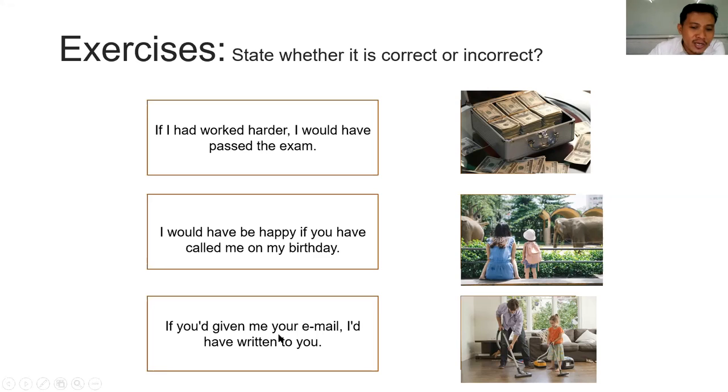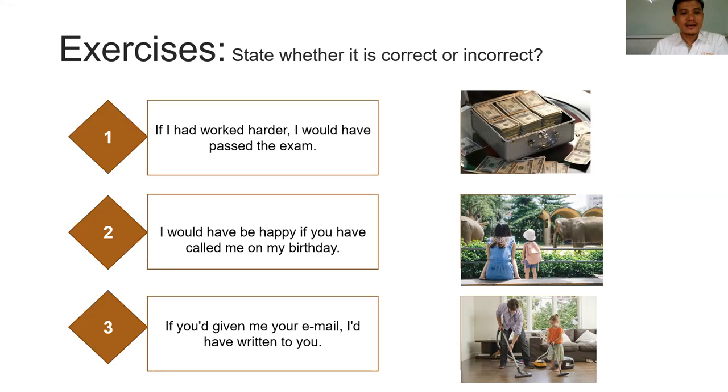And then question number 3. Who will answer number 3? Echa, please. I think the sentence is correct, sir. Why is it correct? Because the formula if equals if plus subject plus had. If you had given me, given is the verb 3. And in the formula of the main clause, subject, would, have, and verb 3. I think it's correct, sir. Okay, very good. That's correct.